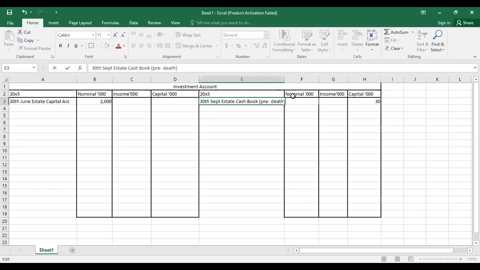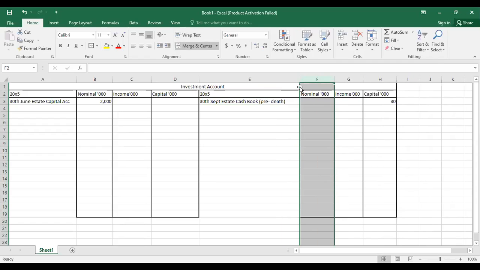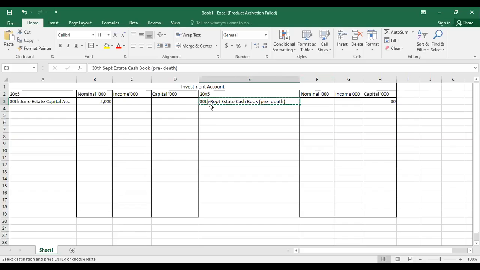Because from this you are going to post now the post-death. Are we there? So on the same 30th of September, we have the same figures going to the cash book. You just copy and paste this. But now post-death. So what will be the figure for post-death?